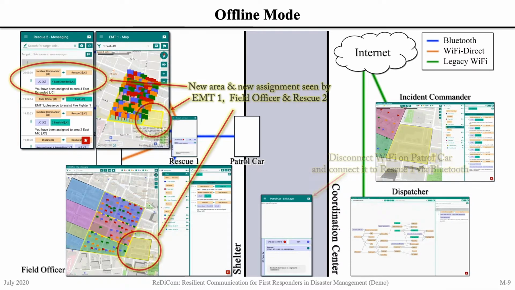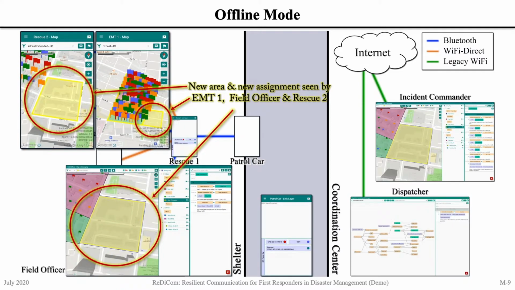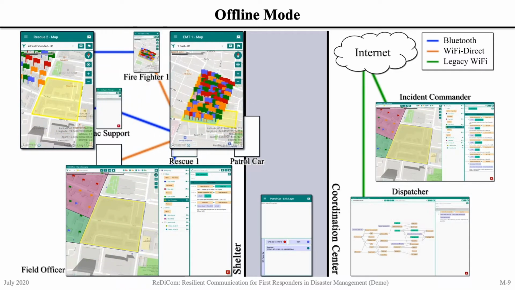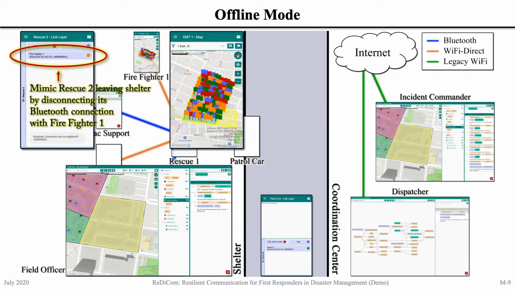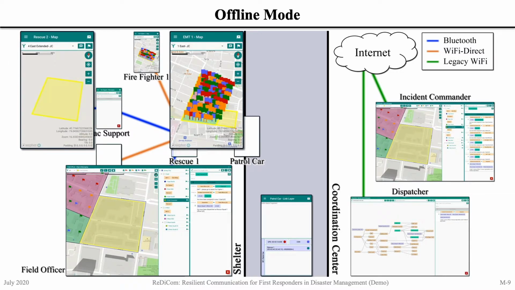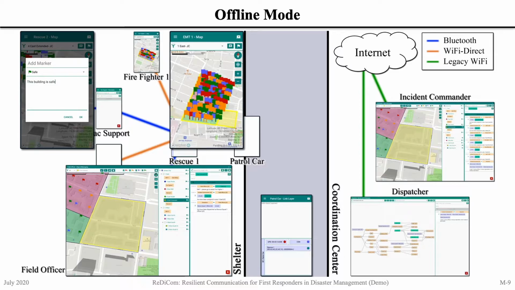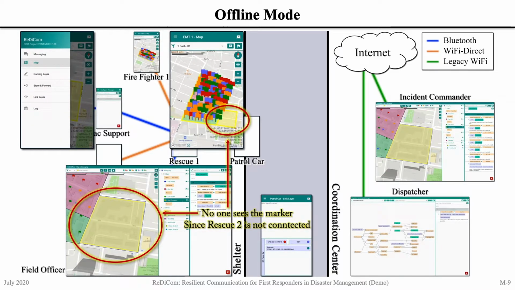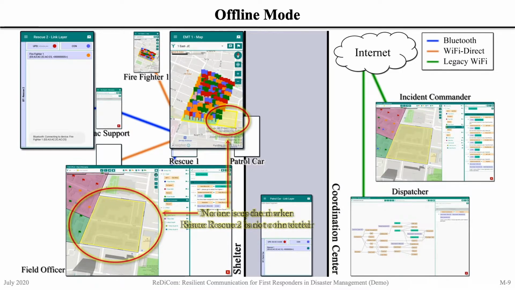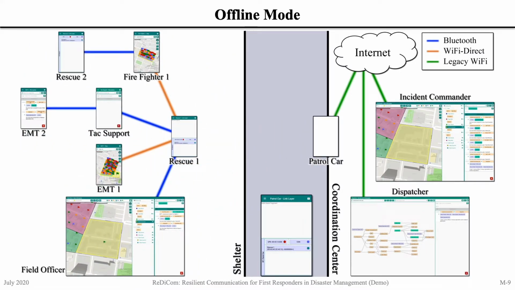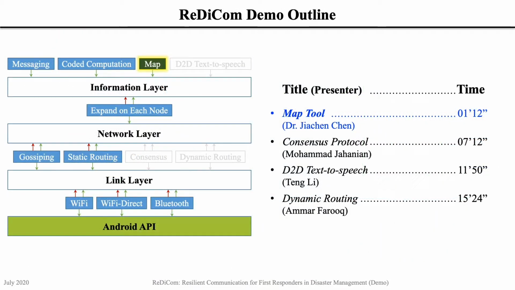The new area and the assignment is seen by the units assigned to East and also Rescue 2. Rescue 2 can leave the shelter and search the new area. We see that when not connected, the marker added by Rescue 2 is not seen by the other units. But when Rescue 2 comes back to the shelter, EMT-1 and field officer can see the marker. Similarly, when the patrol car goes back to the coordination center, commander can also see the marker added by Rescue 2. When the map tool is used in an infrastructureless environment, the order of the events becomes critical for the first responders to understand the situation.